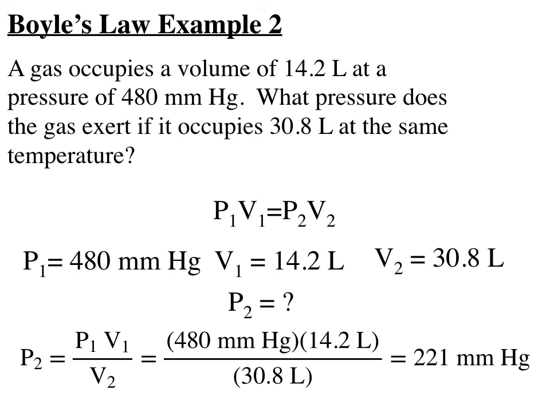So in this case, I didn't have to convert to atmospheres. I could, and it wouldn't change the correctness of the answer. But when I use the units that I'm showing here, I will get that when the volume changes from 14.2 to 30.8 liters, the pressure goes down from 480 millimeters of mercury to 221 millimeters of mercury. The volume went up, so the pressure must coincidingly go down.